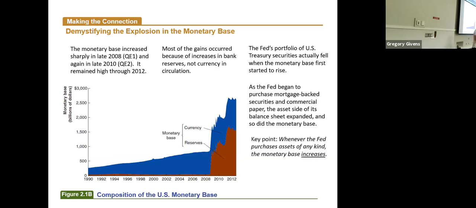So I bring this up because I want to raise a key point. The Fed can increase the monetary base by purchasing an asset of any kind. It doesn't just have to be Treasury securities, right? There used to be this argument that was sometimes circulating in politics that it would not be a good idea for the U.S.